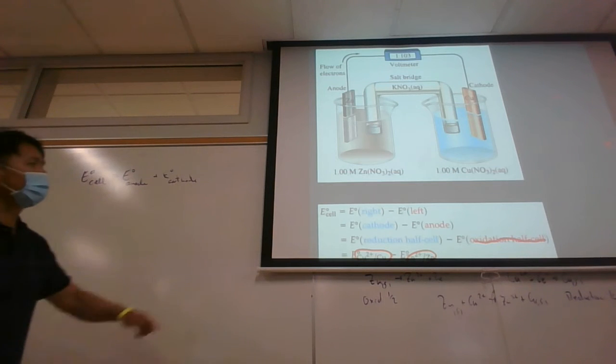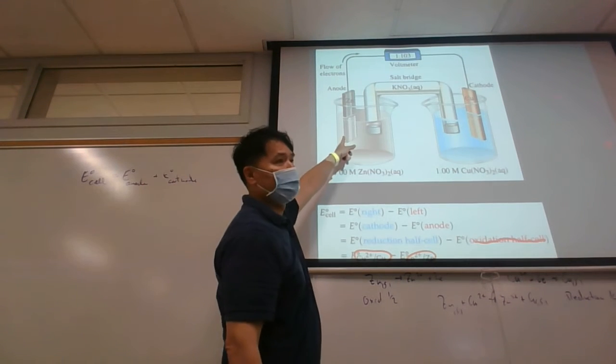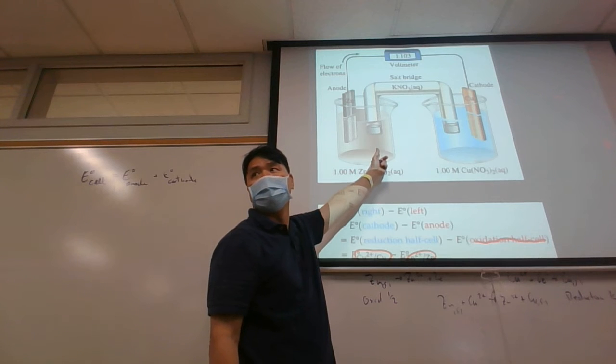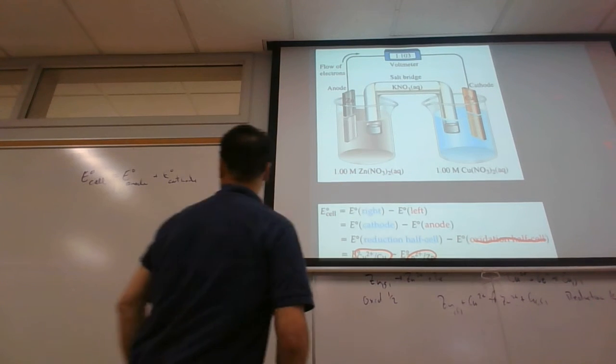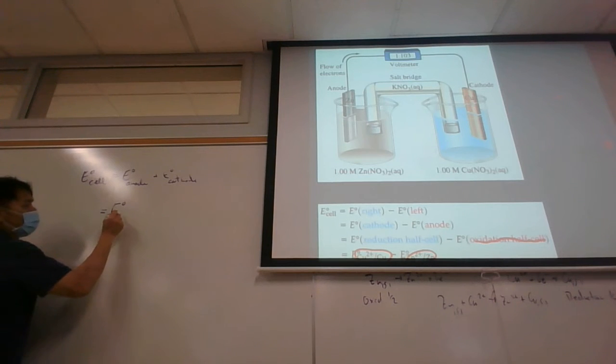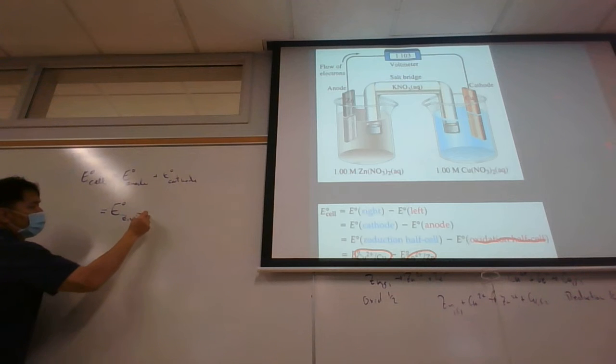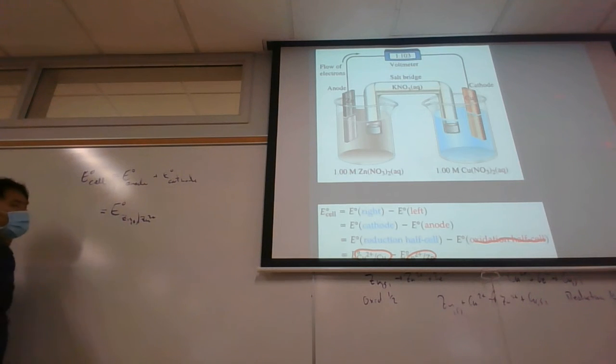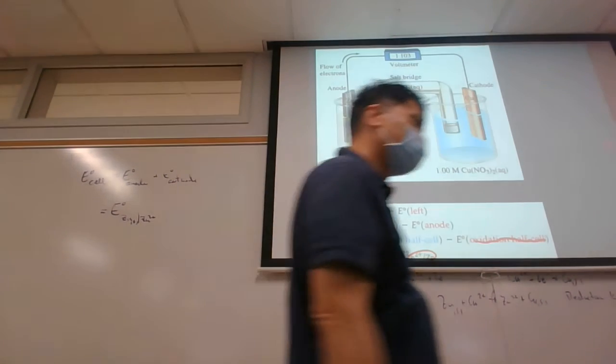So what's the anode here? The anode is zinc goes to Zn2 plus. And so what we can do is we can do this using cell diagram shorthand. Zinc solid goes to Zn2 plus. This is how I read that. So zinc solid goes to Zn2 plus. What's the voltage?